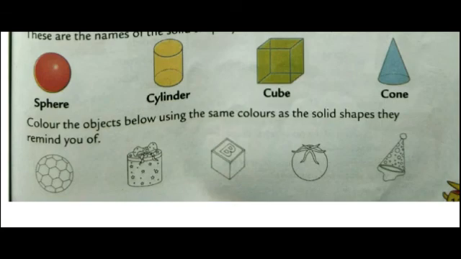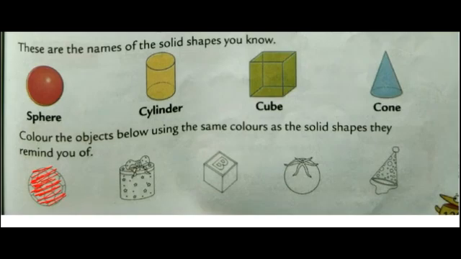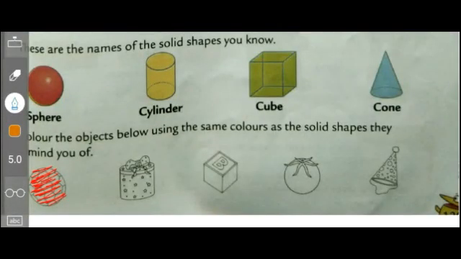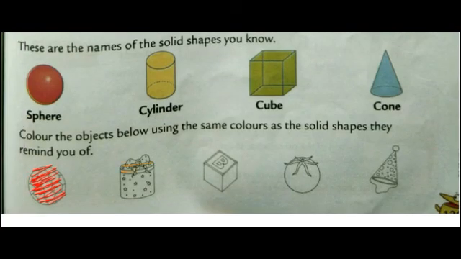Like, first is a ball, which is almost the same as a sphere. So you have to color it with red color properly. Just see that the color does not come out of the shape. Now, next shape is of a box and which is the same as a cylinder. So we have to color it with yellow color. So just use yellow color to color this box.